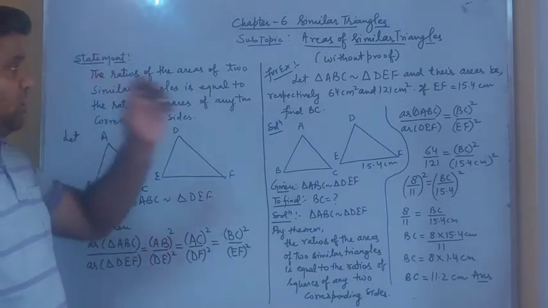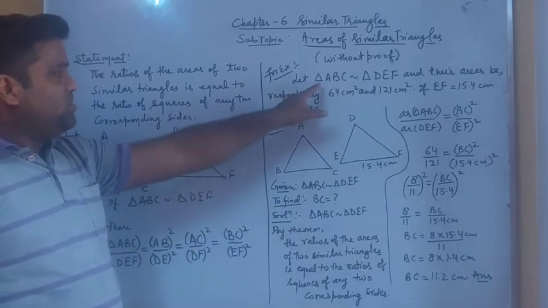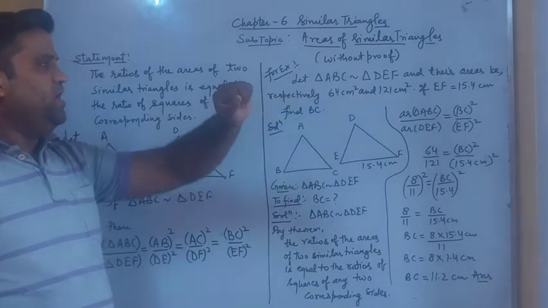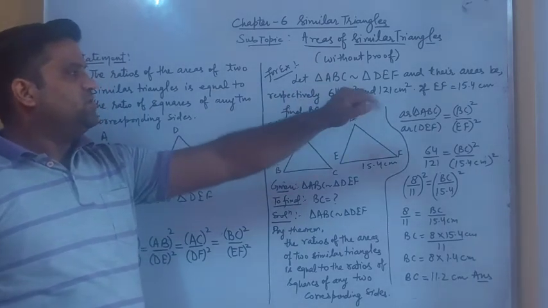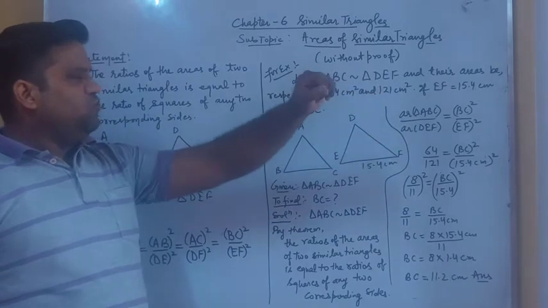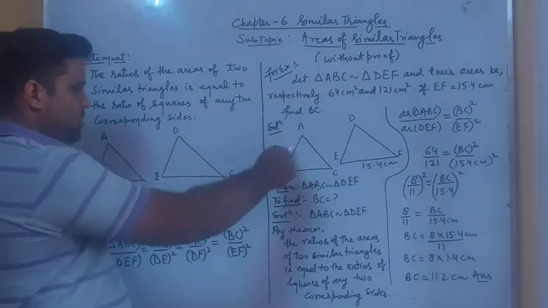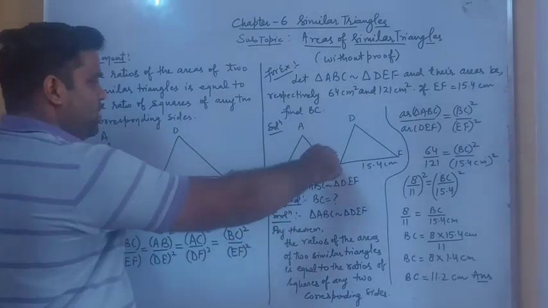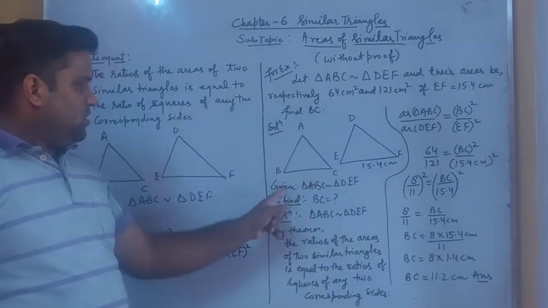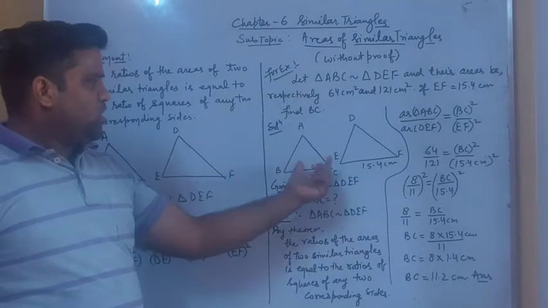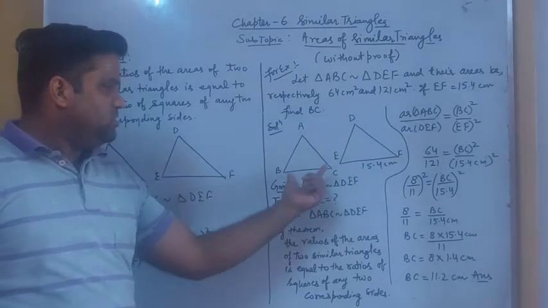Now let us come to the example. Here we have one question: let triangle ABC be similar to triangle DEF and their areas be respectively 64 cm square and 121 cm square. If EF equals 15.4 cm, find BC. So here we have a triangle ABC and a triangle DEF. The areas of both triangles are given, and in the question both triangles are similar. So in the given we write triangle ABC similar to triangle DEF. We have to find this side BC.